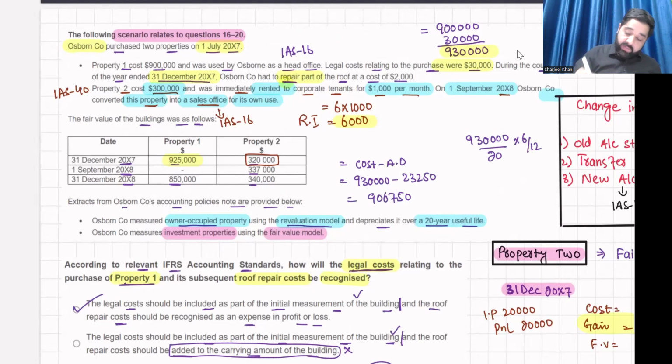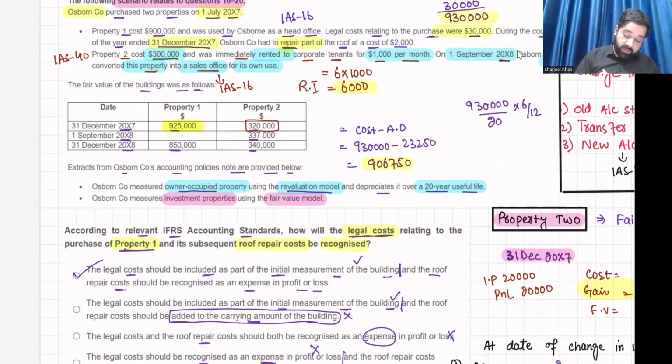Now, if you compare this carrying value with a fair value, 925,000, it's an upward revaluation. An upward revaluation in IAS 16 should be recognized in other comprehensive income, not in profit or loss. Then, if you compare it with the year ended 31st December 20X8, there is a decrease in value. Now, what will be the treatment? The examiner is asking what will be the treatment for this decrease in value.